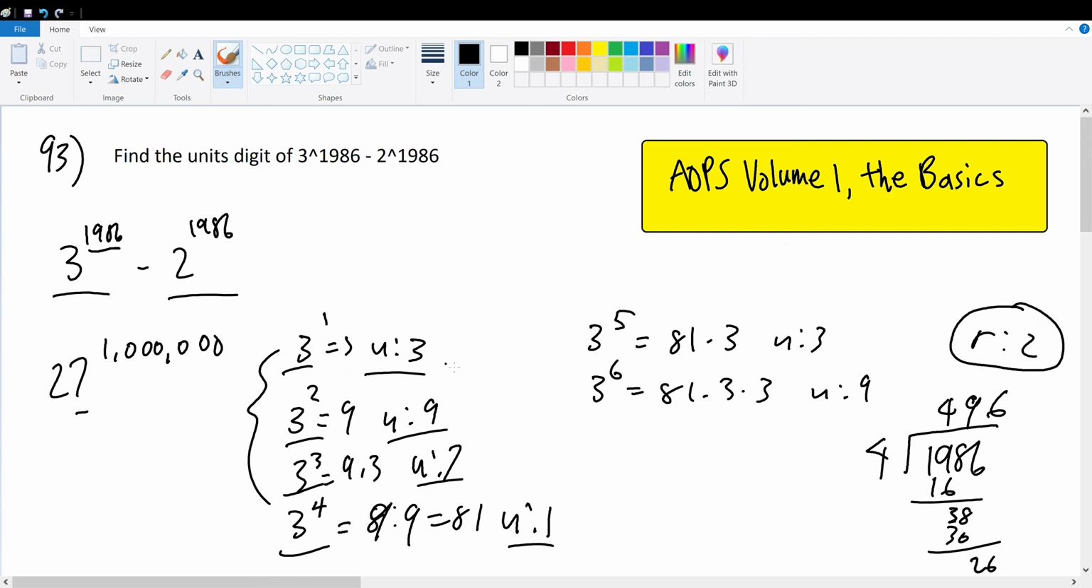So what are 2 going down from our list of series? 3 then goes to 9. So the units digit of 3 raised to the 1986 power must have a units digit of 9. And now we're almost done with this question.